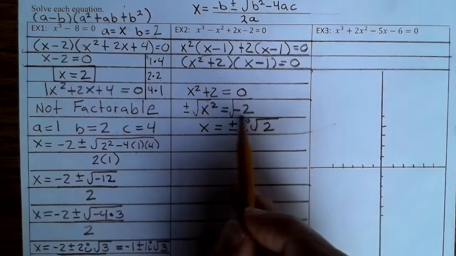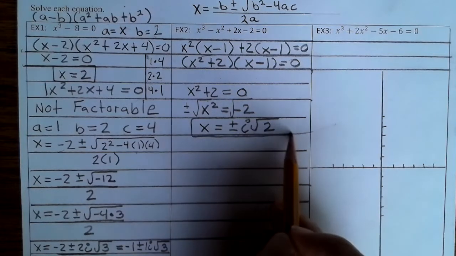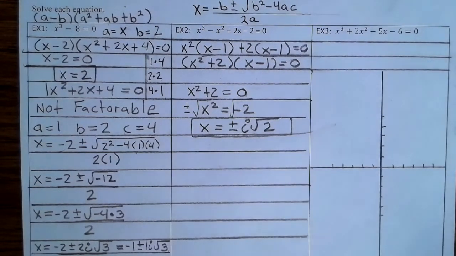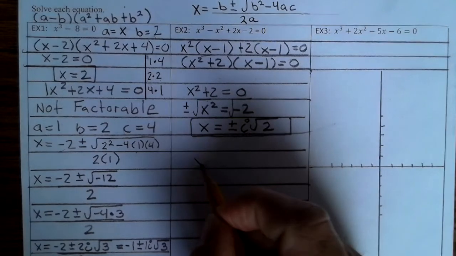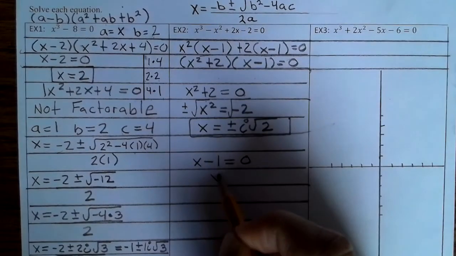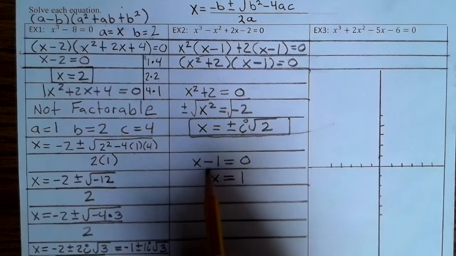Okay, now we set x minus 1 equal to 0. Well, that's easy. x equals 1. Okay? All right, now let's take a look at example 3.